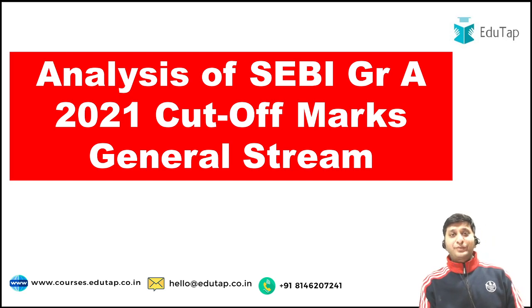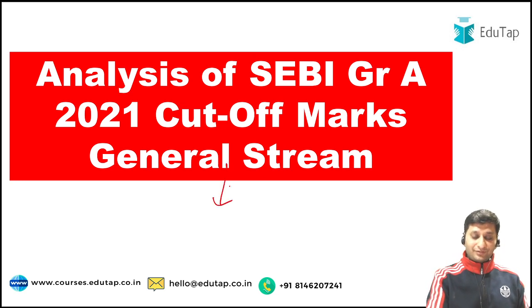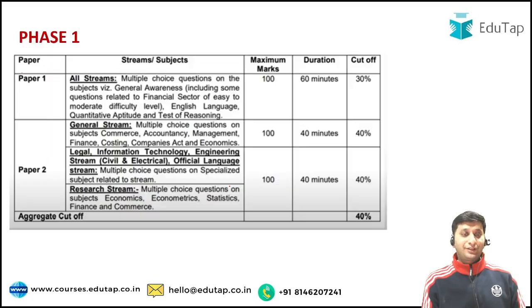Whenever we start preparation for any exam, one question that constantly comes at the top of our mind is कि यार कितने क्वेश्चन करने से एग्जाम क्लियर हो सकता है, कितने मार्क्स लेने से फाइनल सिलेक्शन हो सकता है. So in this video, I would be discussing with you about a good target score that can help you get selected in SEBI, and that is based upon analysis of cutoff marks of SEBI Grade A 2021 paper, and this is for journal stream. Right? Remember that this is for journal stream.